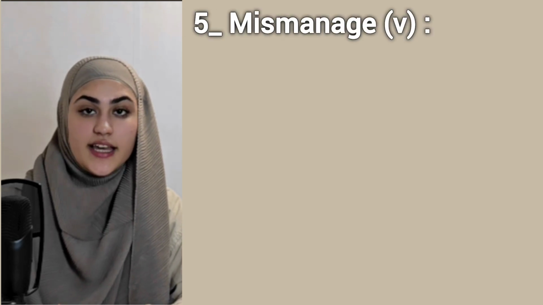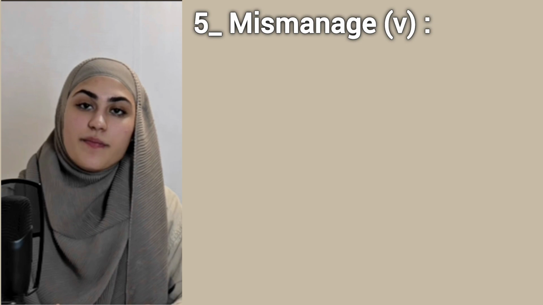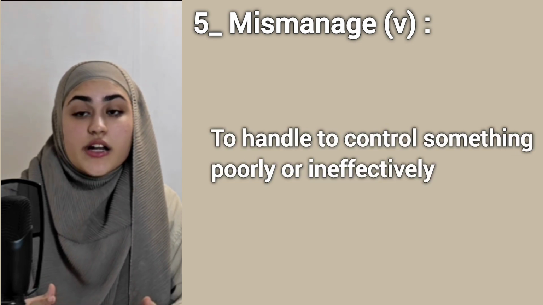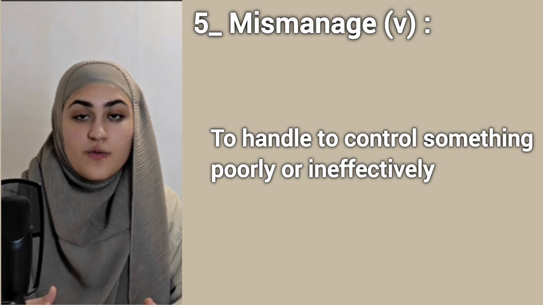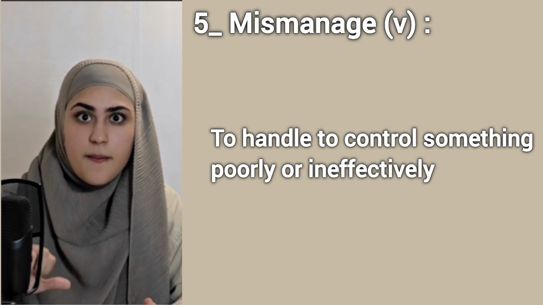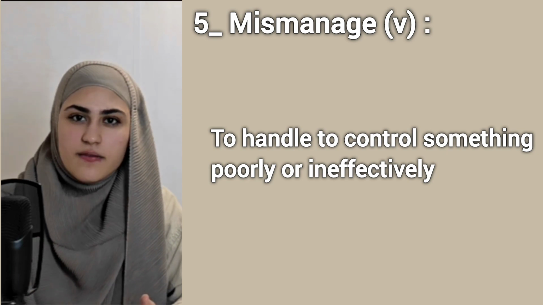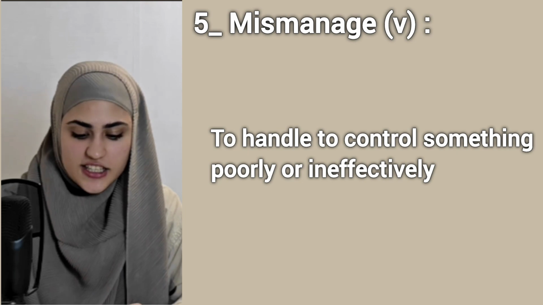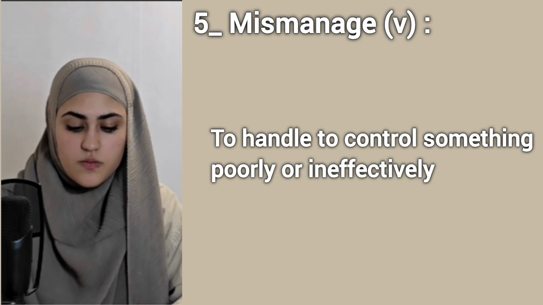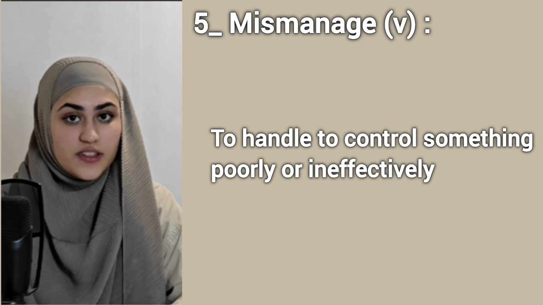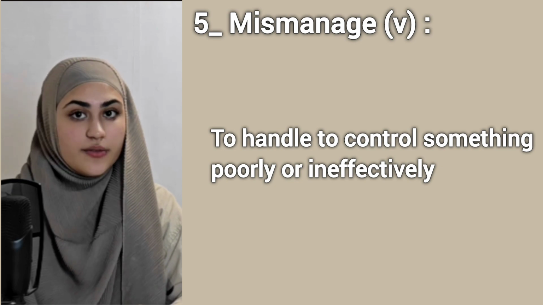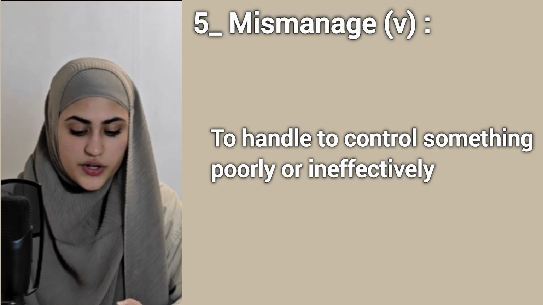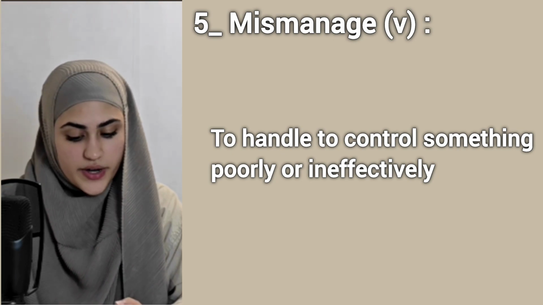Number 5, mismanage. Mismanage is the opposite of manage. It's so obvious. Well, to mismanage something is when you are not able to manage something. When you manage something poorly, in a bad way, in a negative way. You don't know how to manage things, so you mismanage things, okay? So here it says to handle or control something poorly or ineffectively. Ineffectively, not effective, not good, not productive. So you handle or control things in a bad way when you mismanage things.